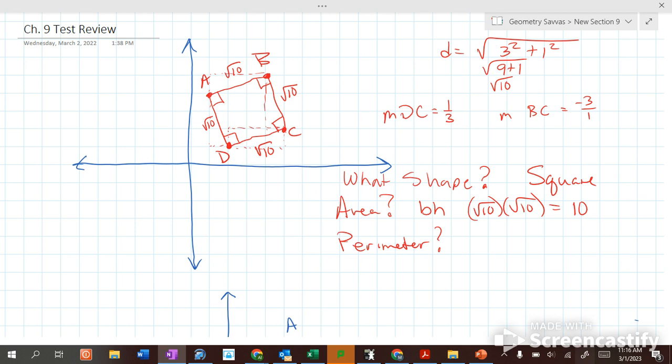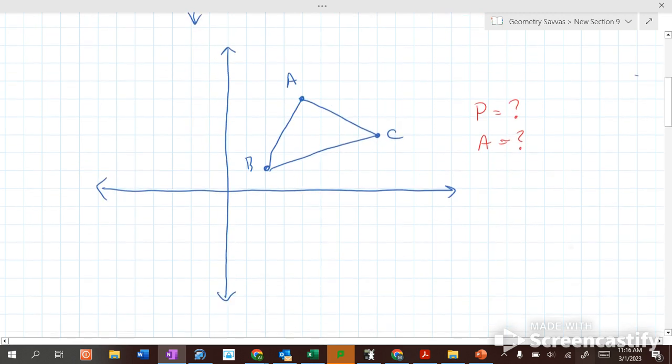What's the perimeter? How many square root of 10s do I have there? 4. So it's 4 square root of 10. So I can find the shape, I can figure out what the area is, and I can figure out what the perimeter is. Those are the types of questions you'll be asked. Let's do one more of those.